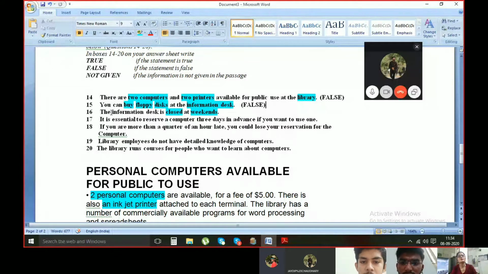Okay, beta. Hirva, the third question and 16 number question: the information desk is closed at weekends. And the 17th question also we need to underline first of all. It is essential. Hirva, shall I mark essential? To reserve a computer, means you have to reserve a computer 3 days in advance. Underline 3 days in advance. If you want to use a computer, you need to reserve it 3 days before.